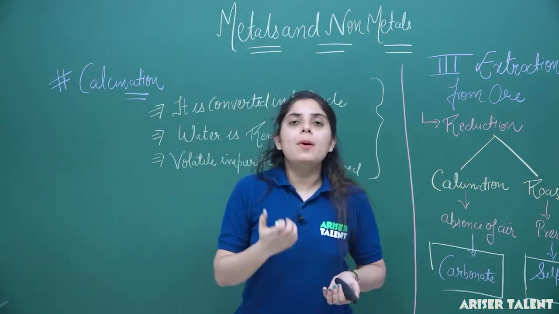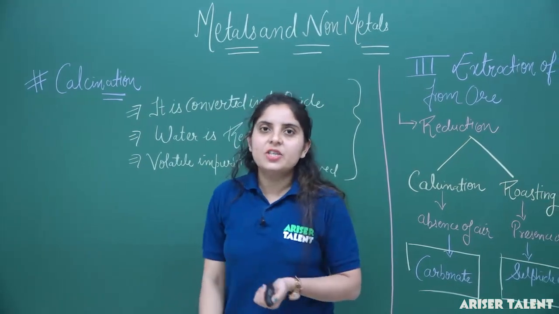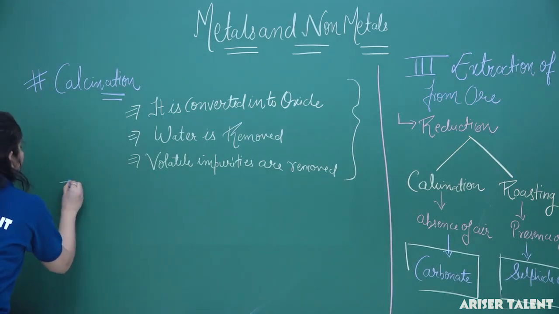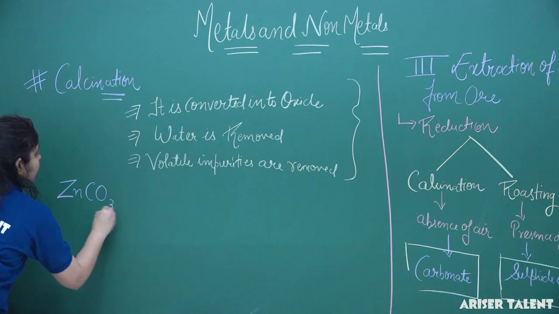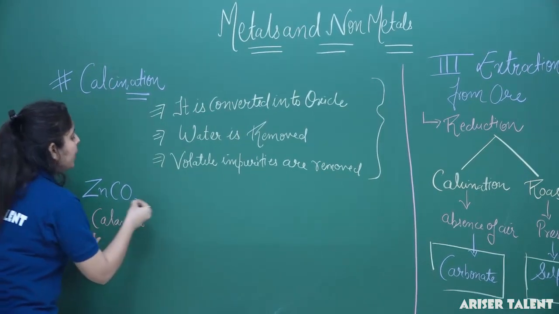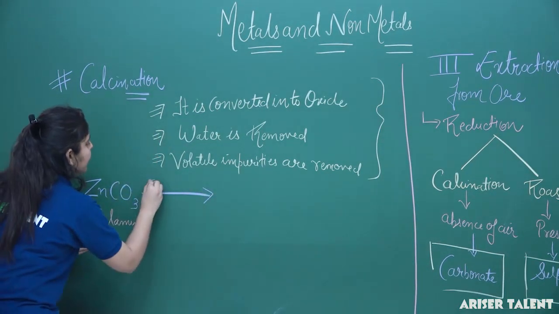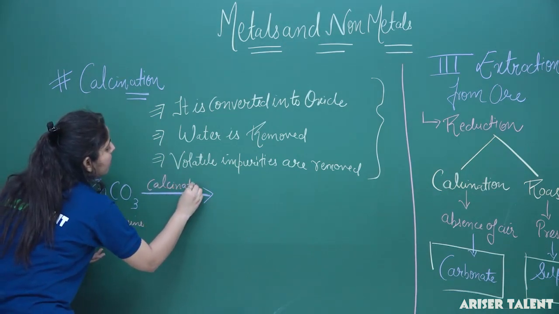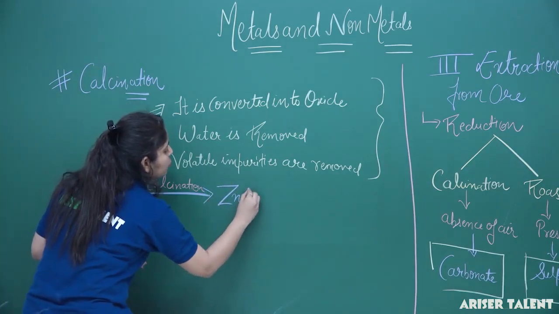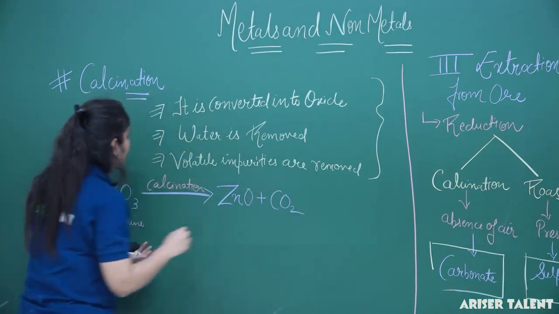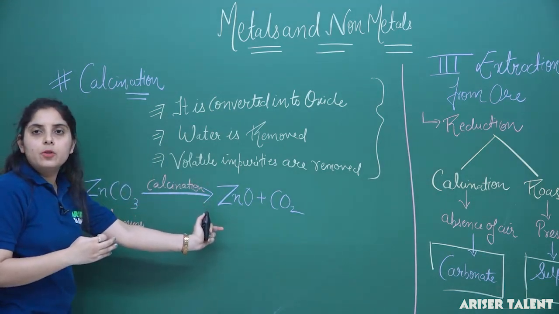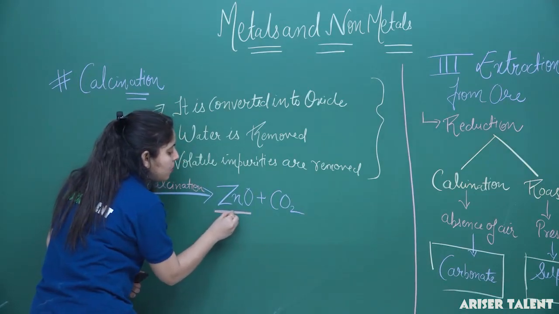Now we will understand the method of calcination with the help of an example. Suppose I am taking the example of calamine, that is zinc calamine, ZnCO3. We are performing calcination of zinc carbonate, and what we receive is that zinc carbonate has been converted to ZnO plus CO2. It means we are getting zinc oxide. Carbonate ores are converted into the metal oxide.